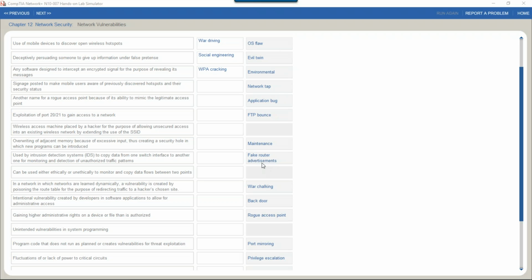Because this isn't an advertisement. I can see why you would say that, but this says a fake router advertisement. These are actual hotspots, and someone has found them and marked them. So whenever you see something like that, it's going to be war chalking. By the way, this is another form of social engineering, these two. So just make sure you keep that in mind.